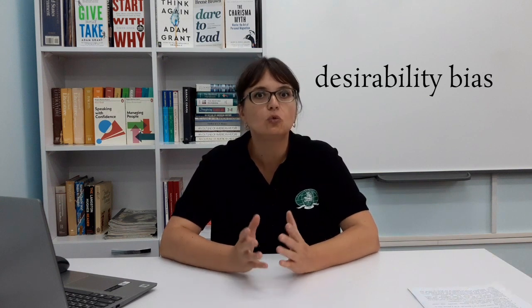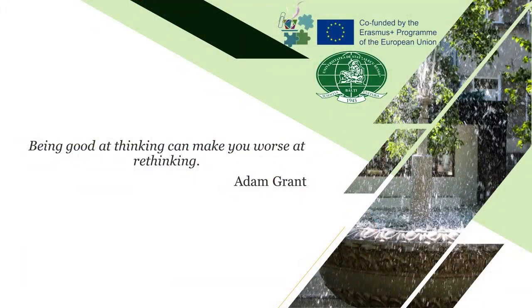Another bias that can interfere with the rethinking process is the desirability bias. Simply put, this is seeing what you want to see and not what it actually is. This is what makes Grant conclude: being good at thinking does not make you good at rethinking. This means that expecting the information to confirm your beliefs will hinder your ability to rethink the issue and see it from another perspective. It can explain why some devout and ardent supporters of an idea resist and totally oppose changing their mind, like, for example, the issue of sexual education in our country.